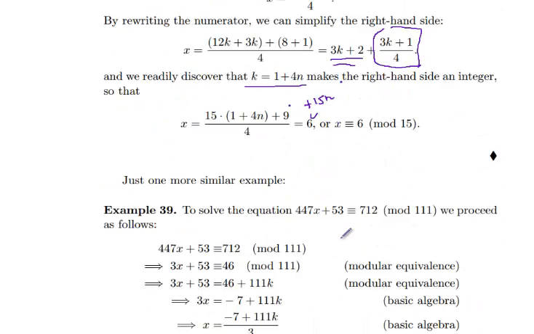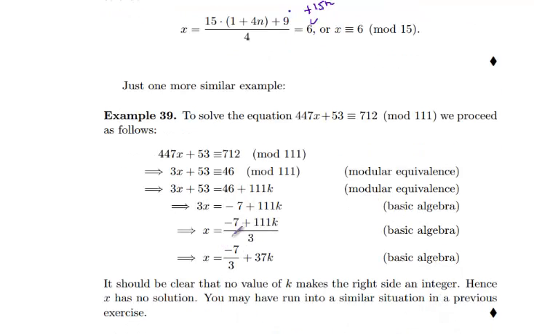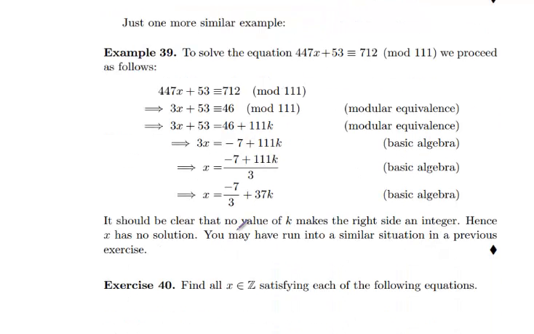Okay. All right, so you can follow through this similar example, does the same steps, and in this case it turns out that there's no solution. Okay, so read through this and see why there's no solution. There's simply no way to make this into an integer.